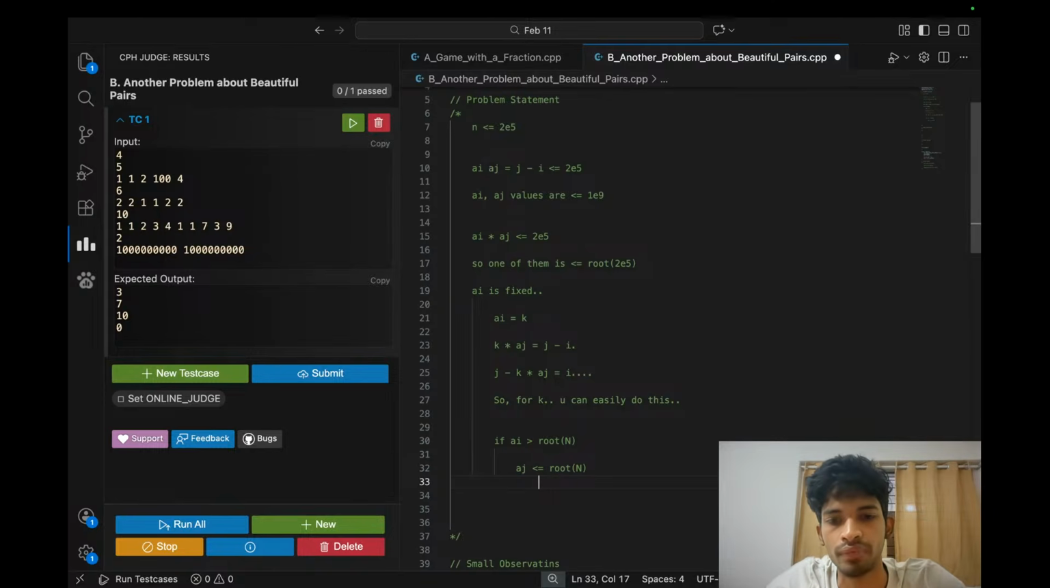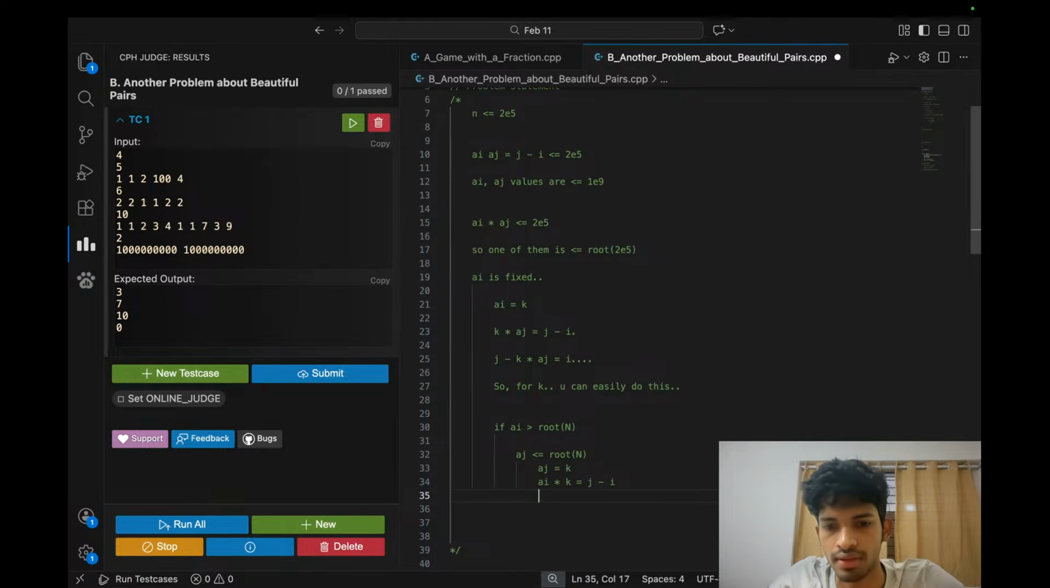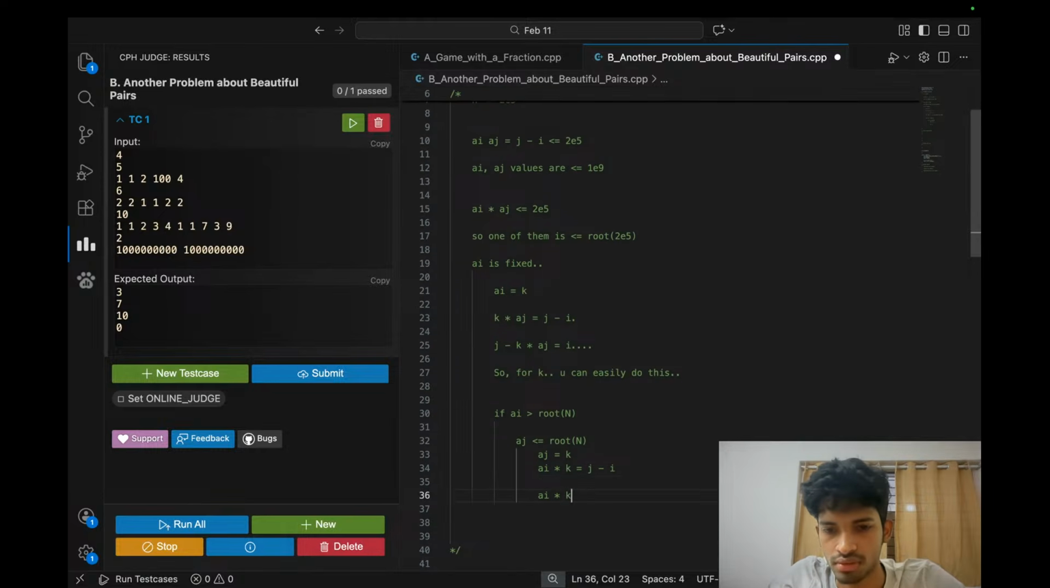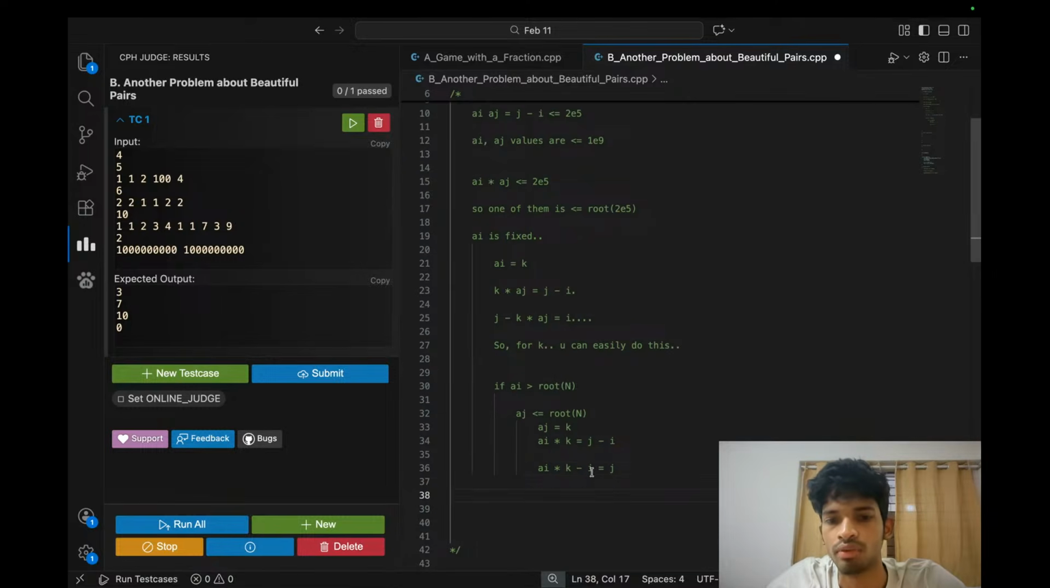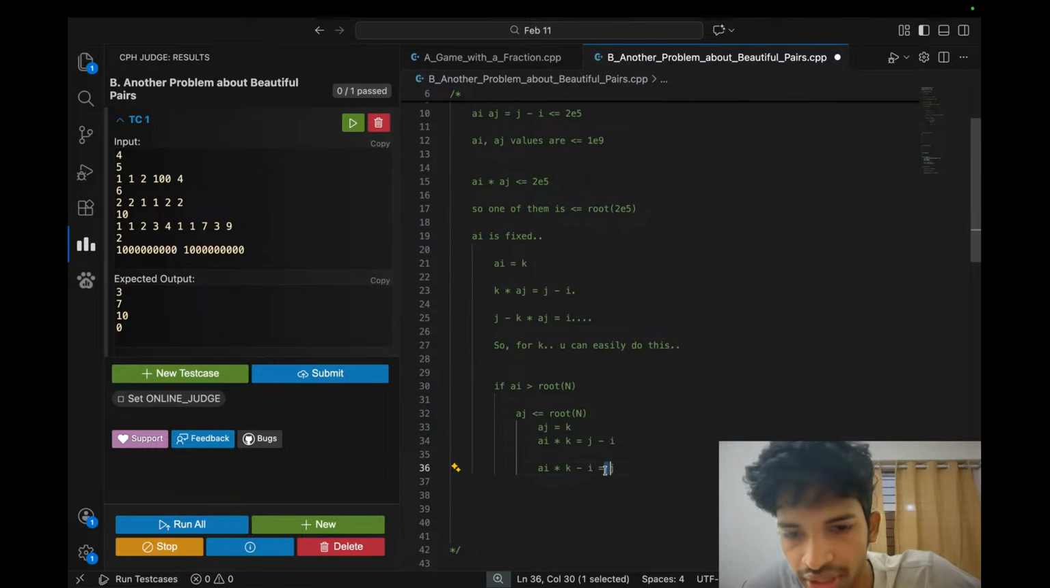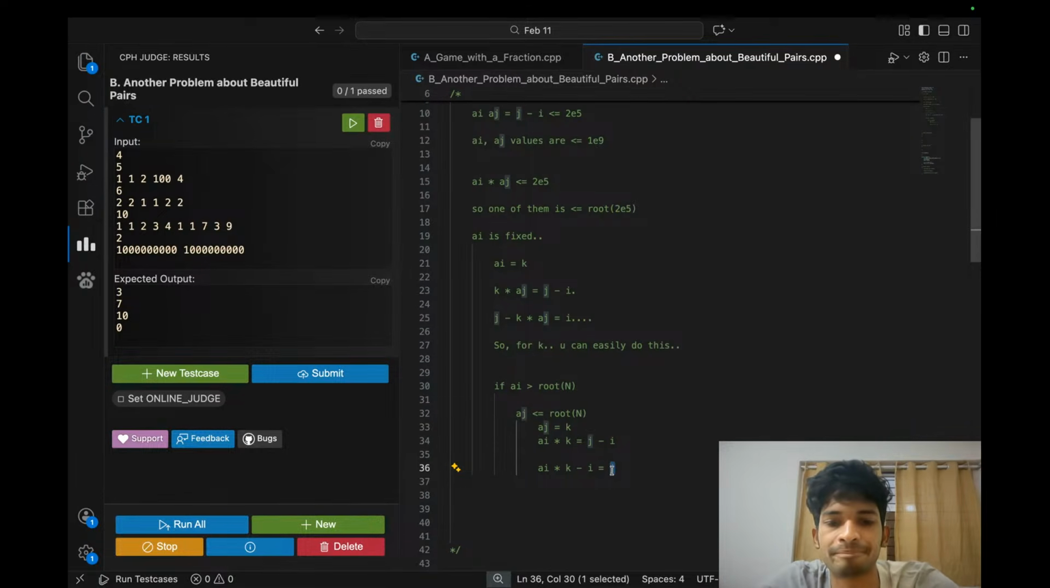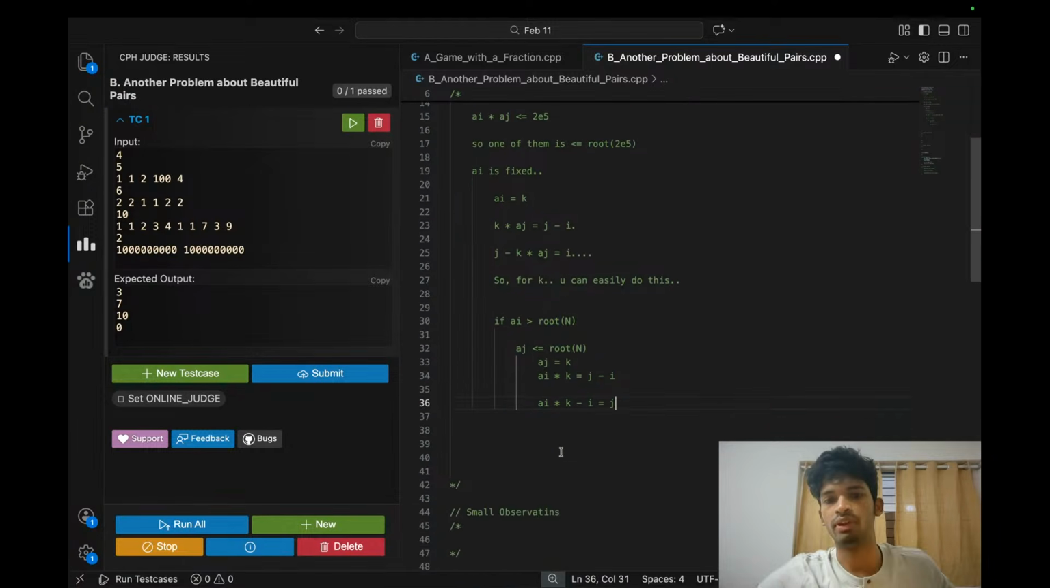So we count the same things in an opposite way. Let aj equal k, and we have ai times k equals j minus i. So ai times k minus i equals j. We will count these things, and then for each j, we'll try to see how many i's are there whose value is greater than this. Only then we will add that. So it is done.